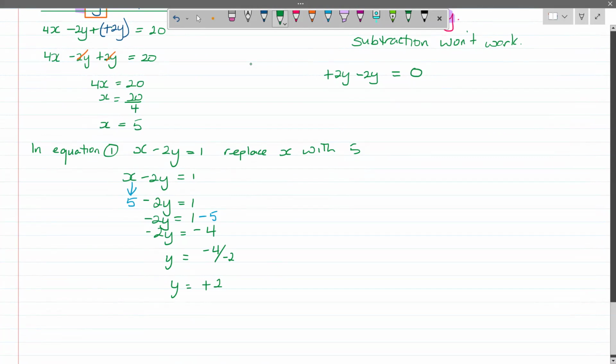2 into 4 will give me 2. And a minus over a minus is a plus. So my answer will be x is equal to 5 and y is equal to 2.